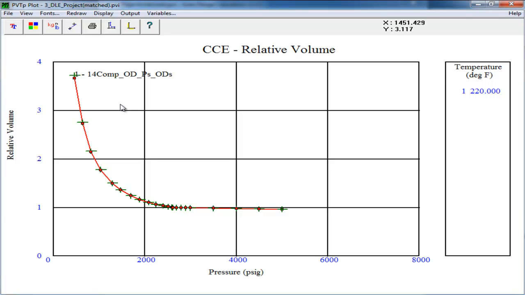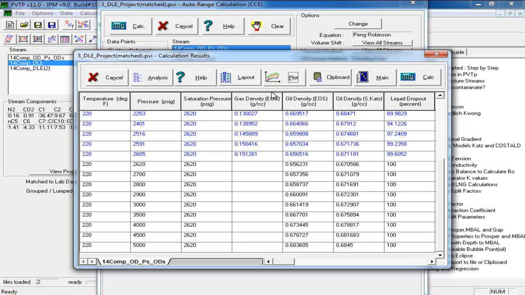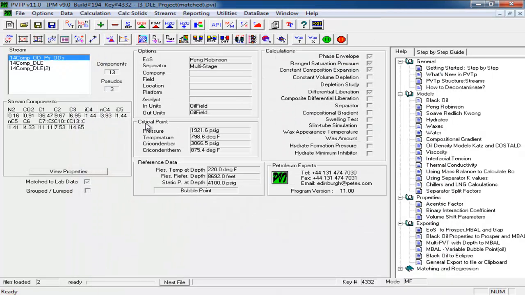So when we match DLE data, we will exactly try to simulate the reservoir measurement or the PVT measurement. So this is step 3.